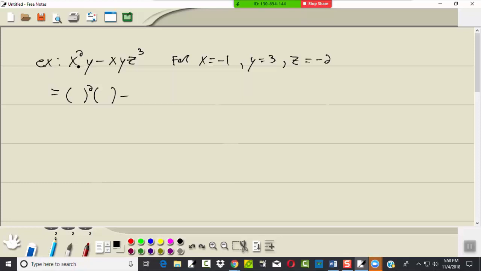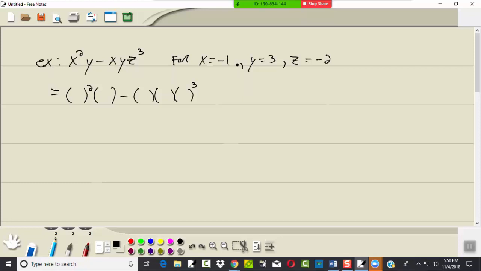Okay, replace your variables with sets of parentheses. So where my x was, I put in parentheses. Where my y was, I put in parentheses. The second power carries down, and there's still multiplication between these. Minus x, y, z to the third. So I write it down exactly like it was, except I replace the variables with parentheses.